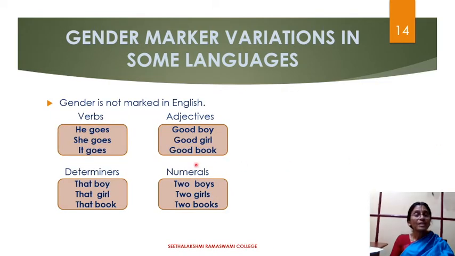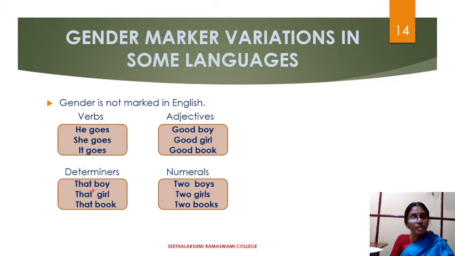Then as far as English is concerned, it has no grammatical gender at all. Modern English has no grammatical gender because there is no variation in the verb. He goes, she goes, it goes. Goes remains the same. Good boy, good girl, good book. Good, the adjective, remains the same. There is no change. That boy, that girl, that book. This boy, this girl, this book. This or that remains the same and there is no variation.